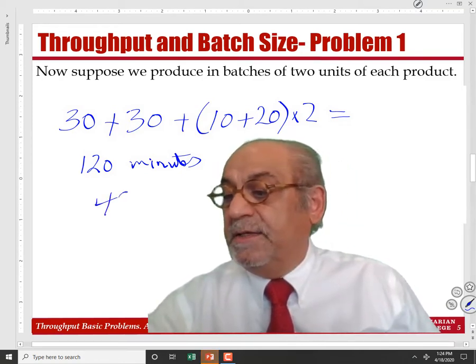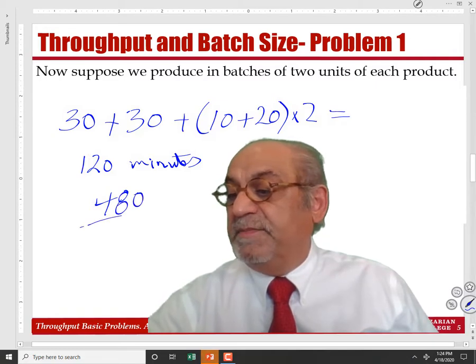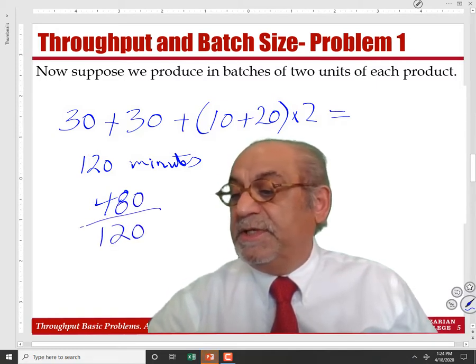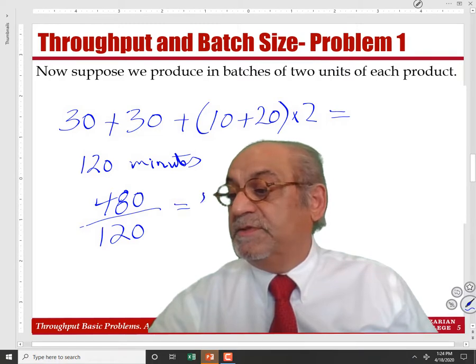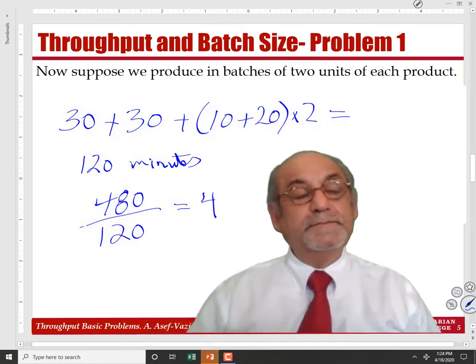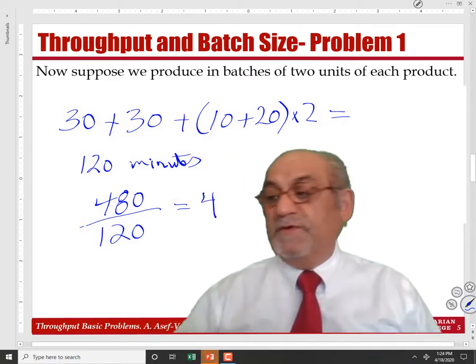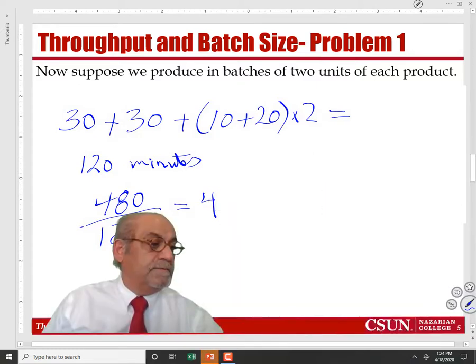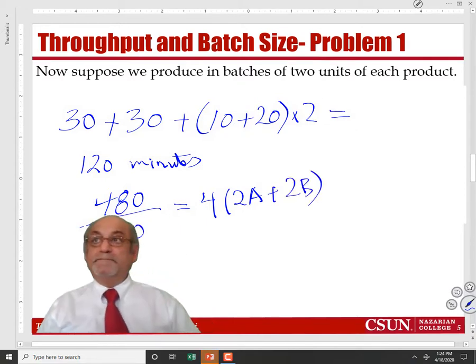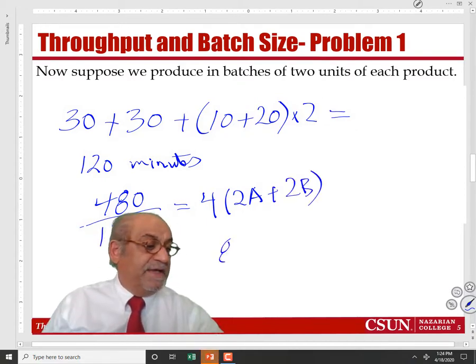In a day, I have 480 minutes divided by 120, which is equal to 4. 4 what? 4 times 2A plus 2B. And therefore I have 8A plus 8B.